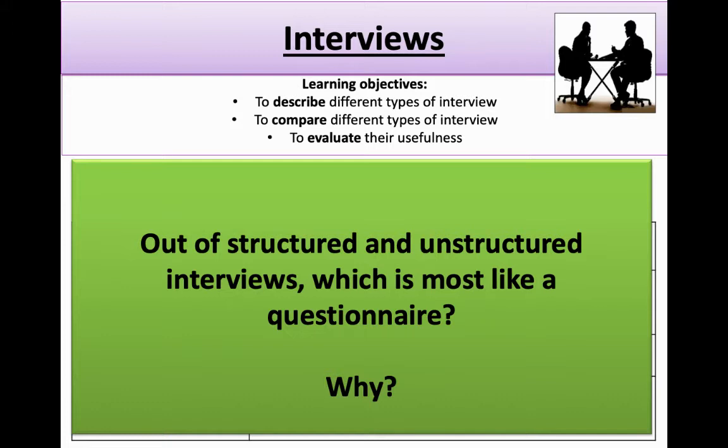Okay, Year Nines, hopefully you would have had a chance to answer this question, and hopefully you would have written that structured interviews are most like a questionnaire. The reason being is because, as we know, in a questionnaire, the questions are obviously pre-written by the researcher because they may not be done in person. The respondent may take it home. So obviously the questions have already been written down, so they can't be unstructured. They're already written questions.